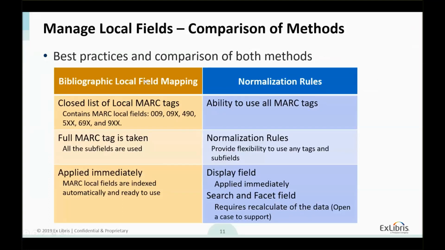In the bibliographic local field mapping, it's actually from a closed list of local fields. It takes the full MARC tags and it is applied immediately, which is a very meaningful thing to take into account. The normalization rule gives you the ability to use all the MARC tags and gives you the flexibility to use it with conditions, any tag, any subfield, etc.